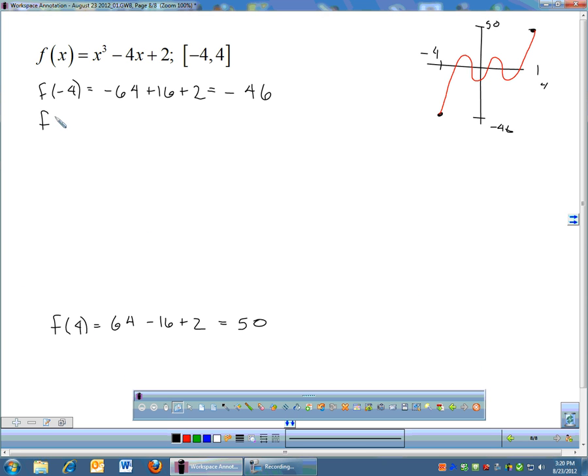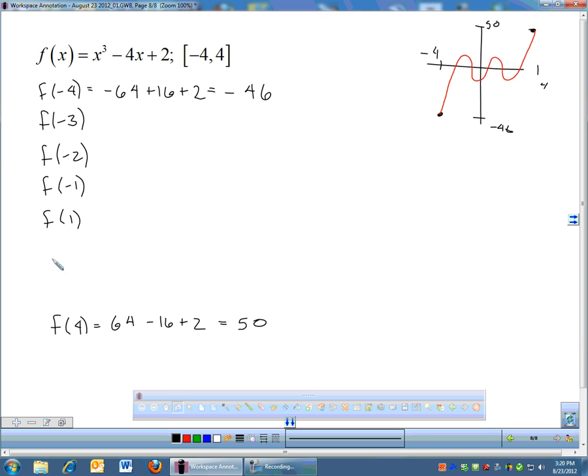And to do that, we're going to plug in every number between negative 4 and positive 4. f of negative 3, f of negative 2, f of negative 1, f of 1, f of 2, and f of 3. And we'll plug these in, and we'll see how many roots we can uncover.